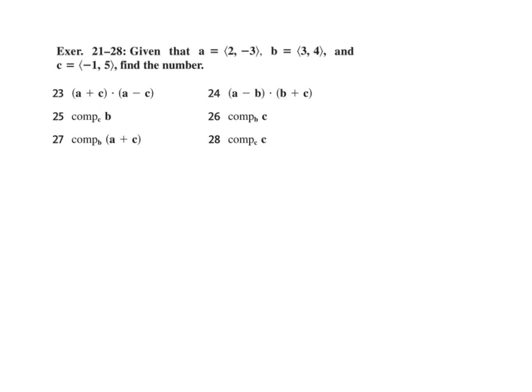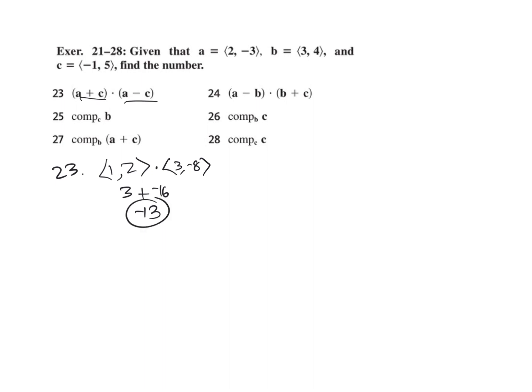Okay, so now we have these vectors. We're going to do the same type of thing. So on 23, we have a plus c. So 2 plus negative 1 is 1, and negative 3 plus 5 is 2. All right, and then we're going to take the dot product with this a minus c. So 2 minus a negative 1 is 3, and negative 3 minus 5 is negative 8. Now the dot product for that is 3 plus negative 16, or negative 13.